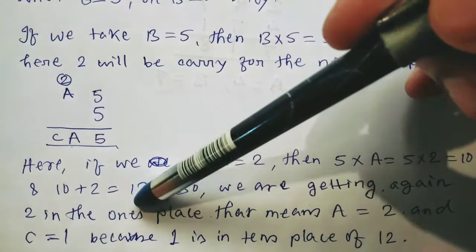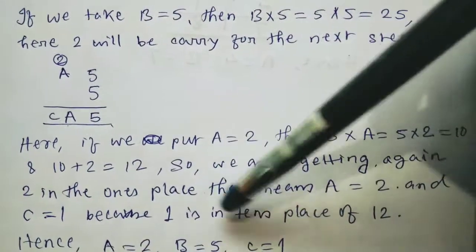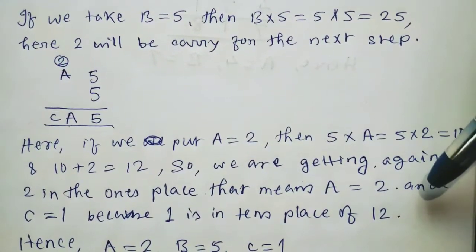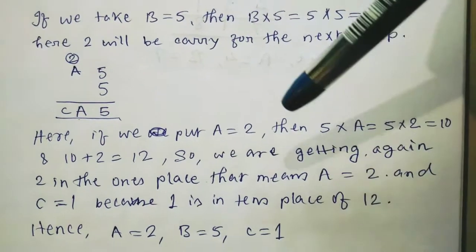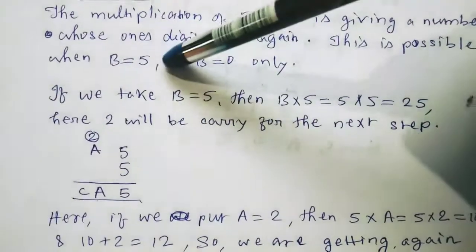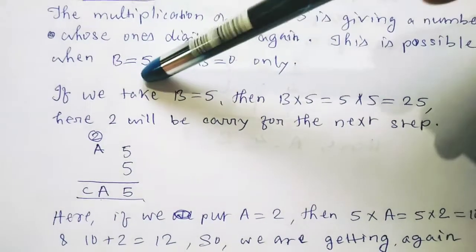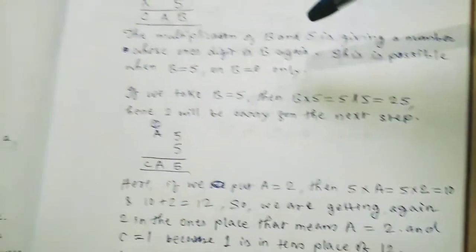And here in the tens place is what? 1. That means C value will be 1. C equal to 1. Because 1 is in the tens place of the 12. So in this way we got A equal to 2, B equal to 5, C equal to 1. So our assumption B equal to 5 is correct. So no need to take this B equal to 0, because we got all by this 5 only. So this is the solution of this question.